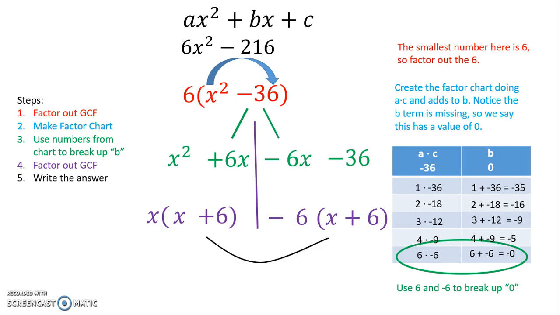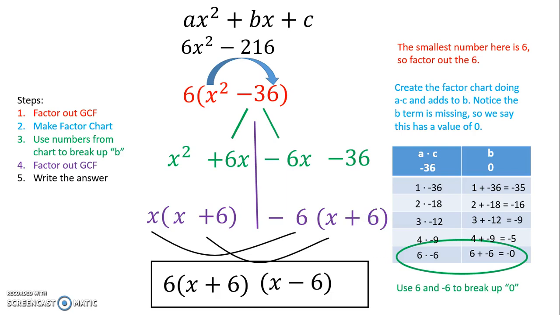Group with a swoop. Write down your factor. Make the other factor the values on the outside. Bring down your GCF. Put a box around it. Final answer.